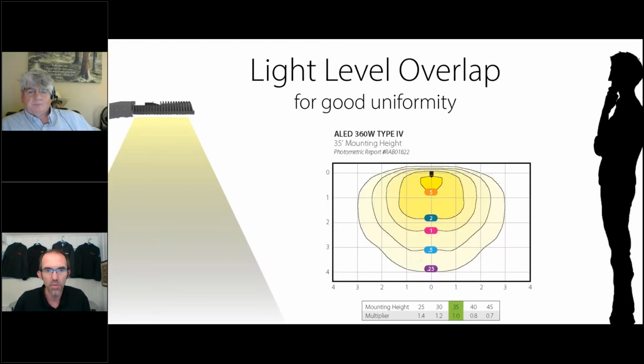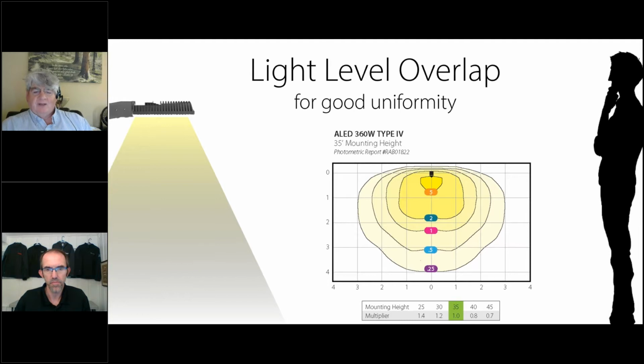Okay, so the last topic that we have here, Donald, has to do with light level overlap. What are we seeing in front of us right now, Donald? This is a typical isometric distribution for a single fixture that you'll see on the side of our box or in a catalog or whatever. And I like to refer to this as the old school way of communicating what the light's doing.